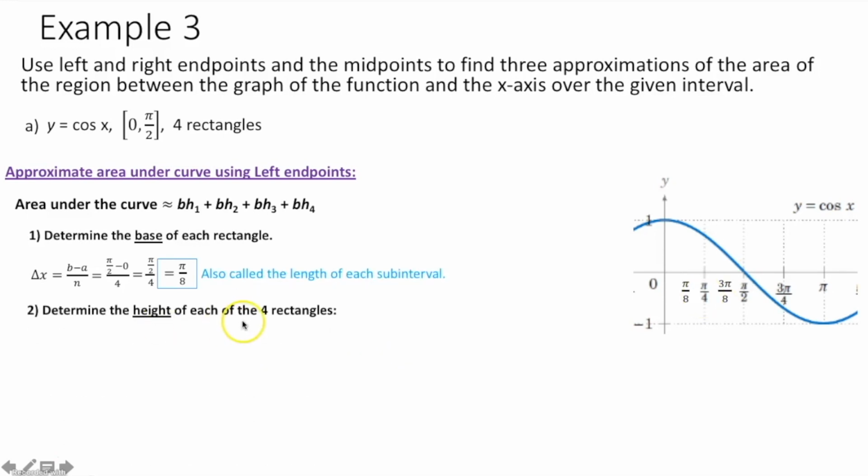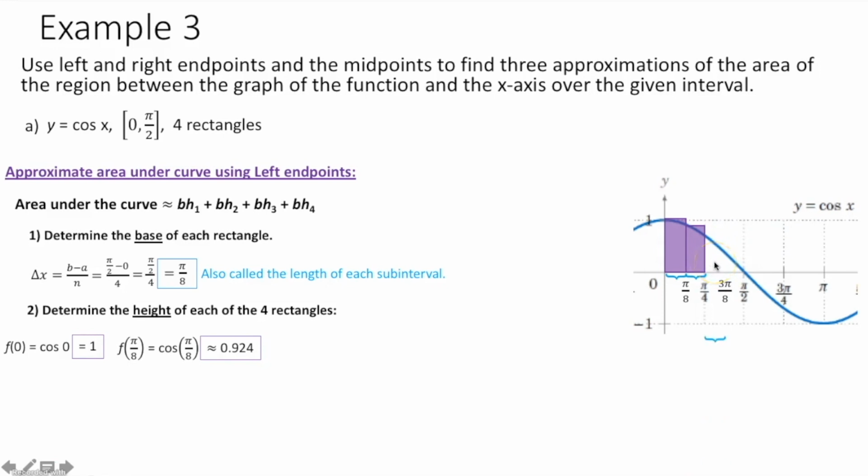Now, to determine the height of each of the 4 rectangles, I'm using a left endpoint approximation. So my first subinterval goes from 0 to pi over 8. I use the left endpoint, which would be 0, to determine the height of this rectangle. If I plug in 0 for x to my function, which is y equals cosine x, I get y equals cosine of 0, which is 1. That would mean the height of my first rectangle is actually 1. If I look at my second subinterval, I go from pi over 8 to pi over 4, plug in my left endpoint, pi over 8, to the function, and get approximately 0.924. That's going to be the height of my second rectangle.